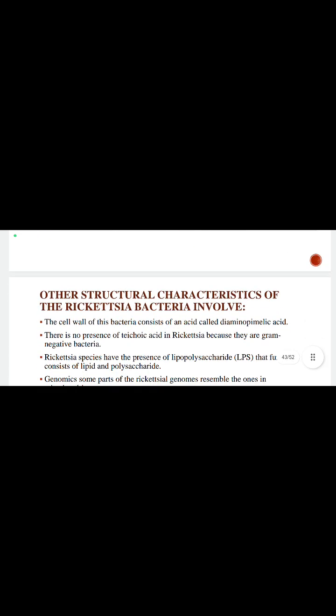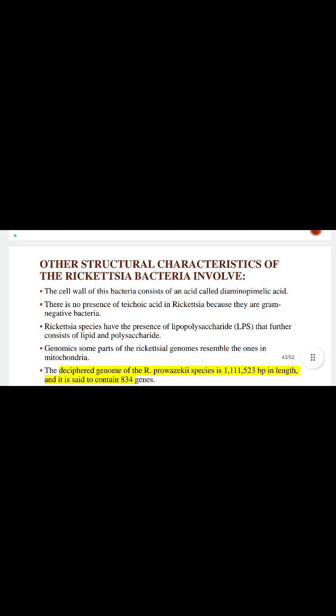Then the other structural characteristics of Rickettsia bacteria: the cell wall of the bacteria consists of an acid called diaminopimelic acid. There is no presence of teichoic acid in Rickettsia because they are gram-negative bacteria. Rickettsia species have lipopolysaccharides, that means LPS, which further consist of lipid and polysaccharide.